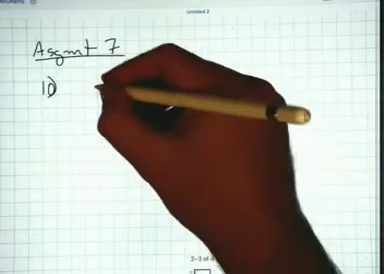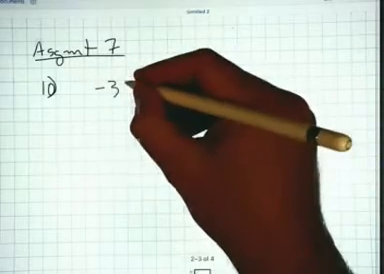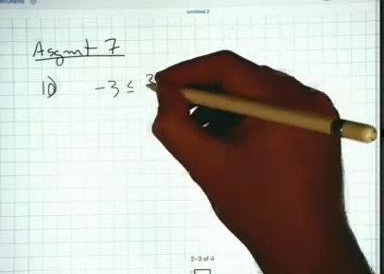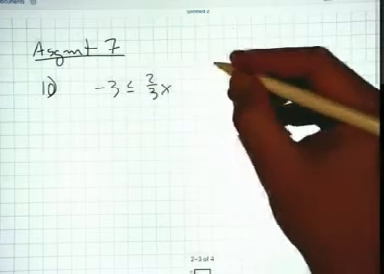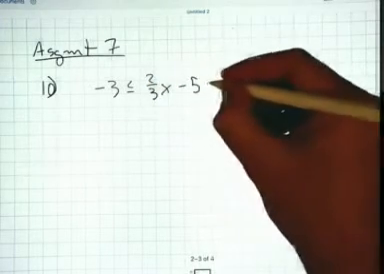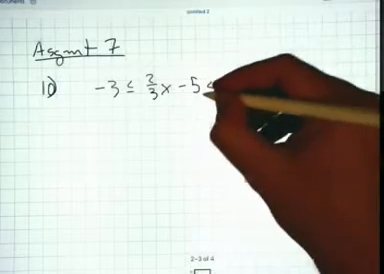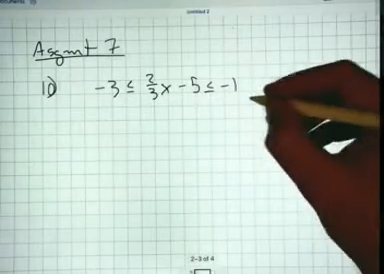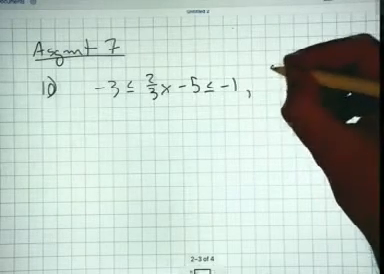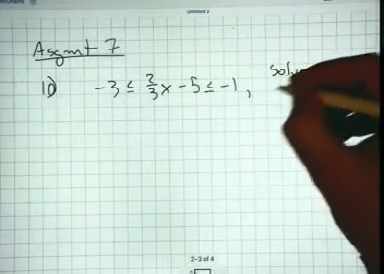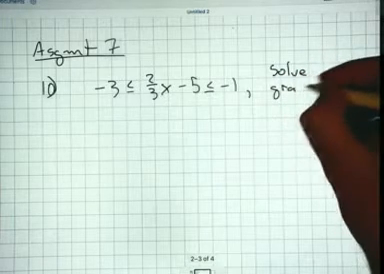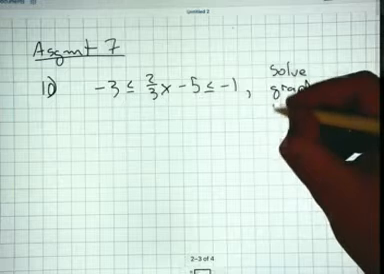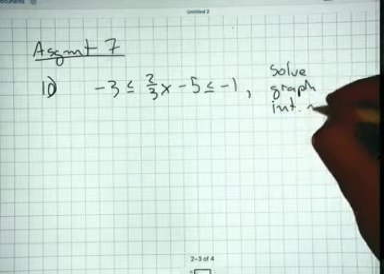Problem number 10 on assignment 7, we have negative 3 is less than or equal to 2/3 x minus 5 is less than or equal to negative 1. So we want to do 3 things. We want to solve, we want to graph, and we want our solution in what's called interval notation.